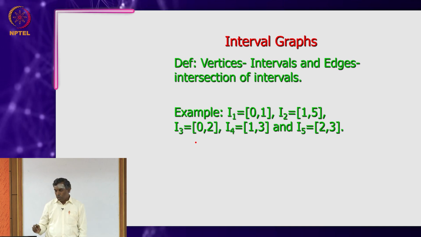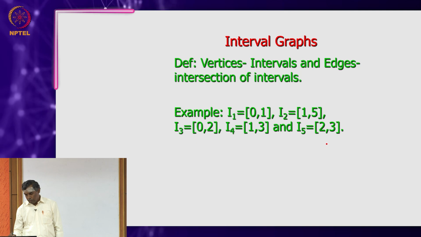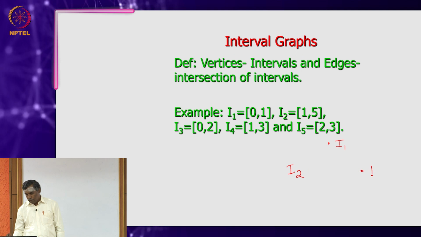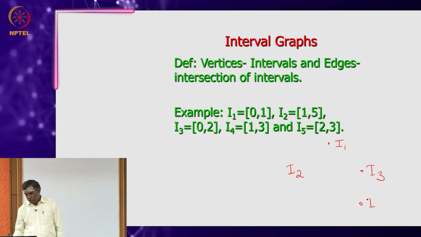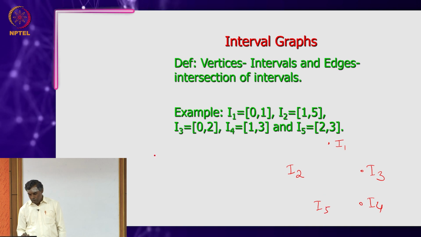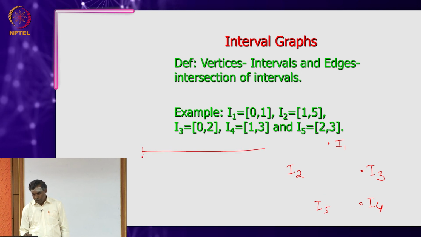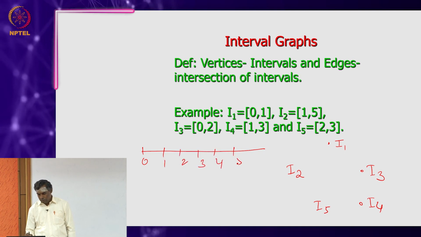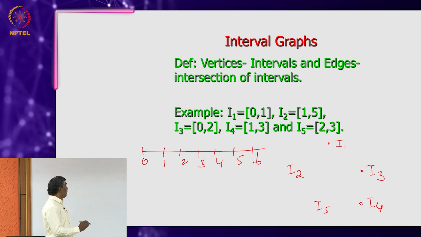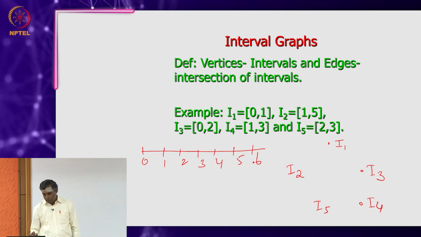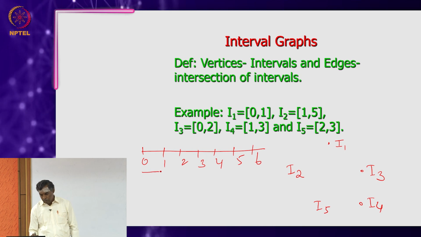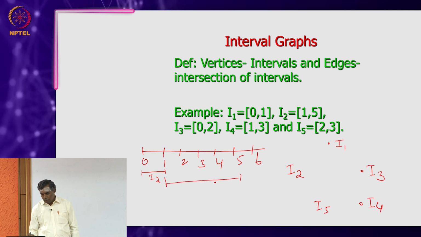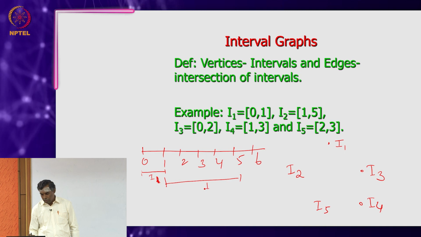See, for example, look at this: maybe I take this as I1, then I2, maybe I3, I4 and I5. Take a number line: 0, 1, 2, 3, 4, 5, 6. Okay. The interval is maybe this one, an I1, and I2 is 1 to 5. Sorry, this is I1, this is I2.